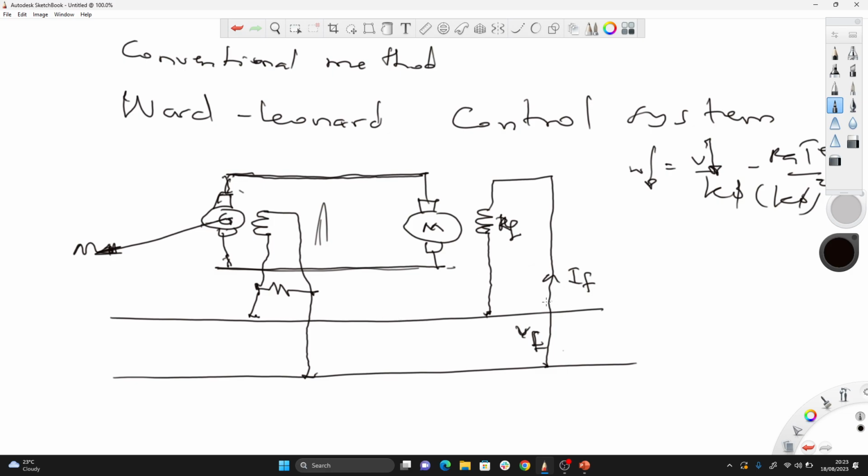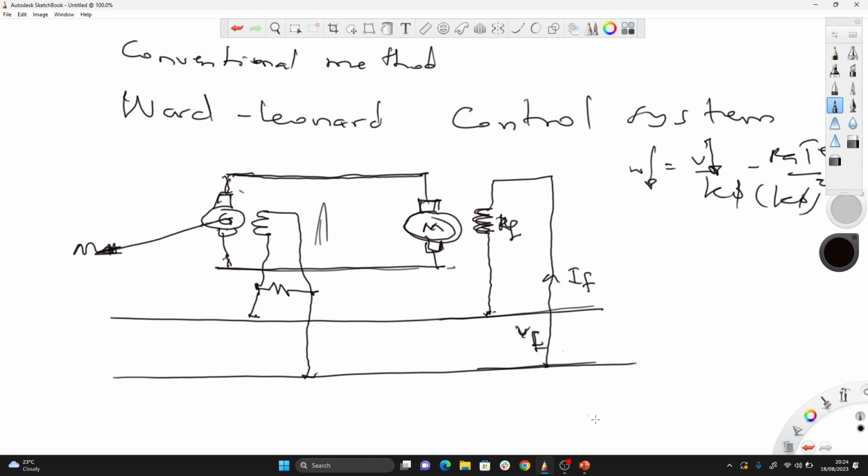So this field winding picks a certain electrical current from here, right? Input. Then a portion of it goes to the field, a portion of it goes to the armature, and comes out as output. Right? Yeah, so that's it.